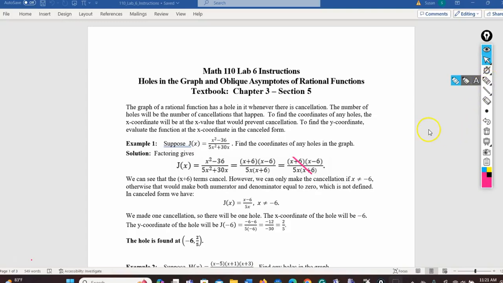This video is going to look at when you have holes in the graph of a rational function, and also something called oblique asymptotes, which are also called slant asymptotes for reasons that are going to be obvious.